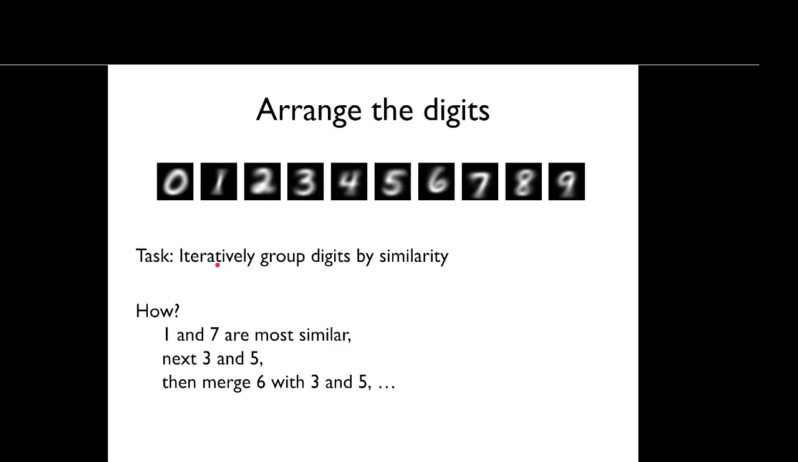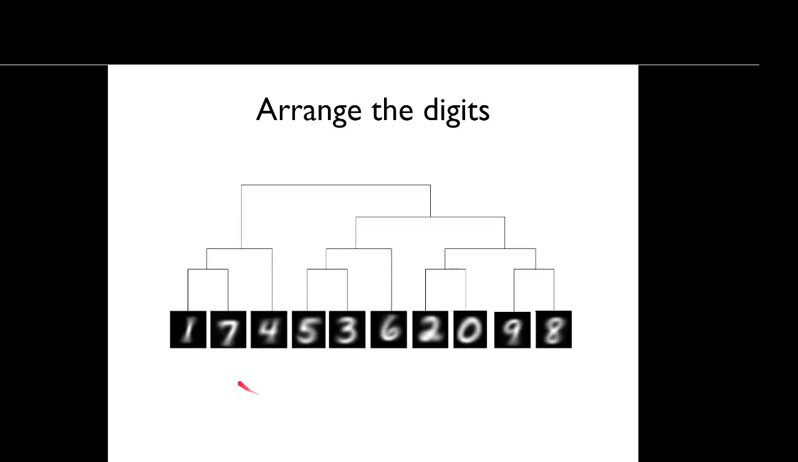Now let's do it in a different manner by clustering. So we want to iteratively group the digits now by similarity. And according to my judgment, the 1 and the 7 are the most similar. 1 and 7, it's just that line that seems to be different. 3 and 5 are also very similar, so they get merged next. The 6 fits also quite nicely to those. And this way we create this hierarchical arrangement.